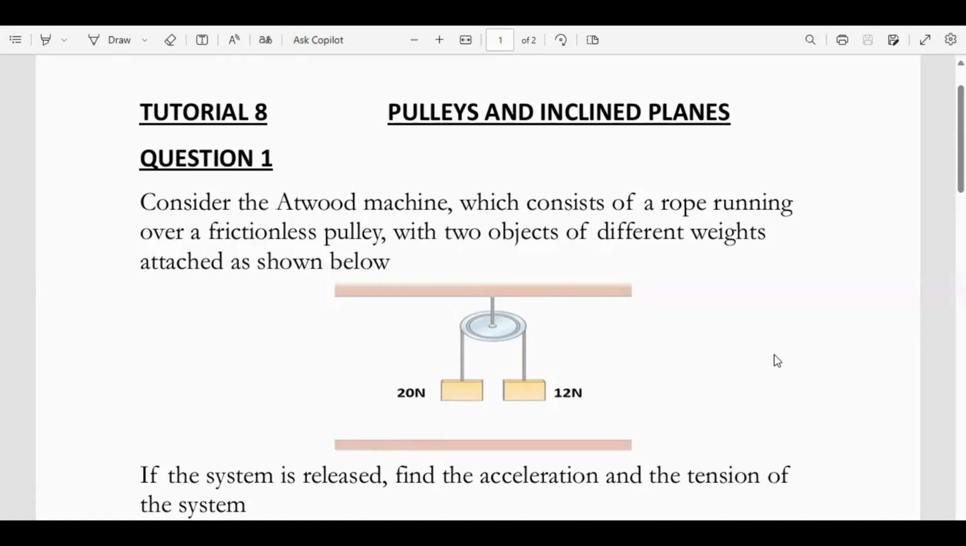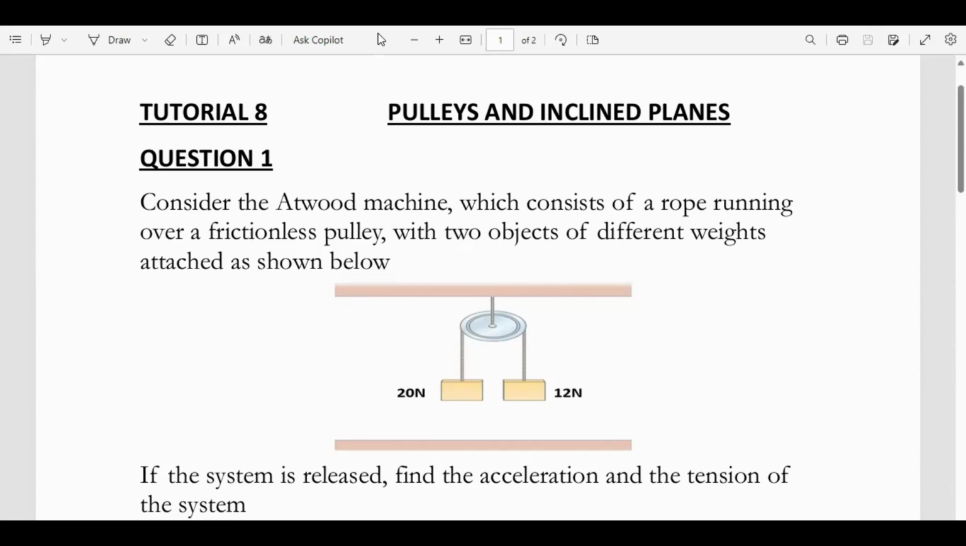Okay, so this is tutorial sheet 8 on pulleys and inclined planes. So quickly, let's go through question 1, which says, consider the Atwood machine, which consists of a rope running over a frictionless pulley with two objects of different weights attached as shown below. If the system is released, find the acceleration and tension of the system. So our goal is to find the acceleration and the tension in this system that we've been shown here.